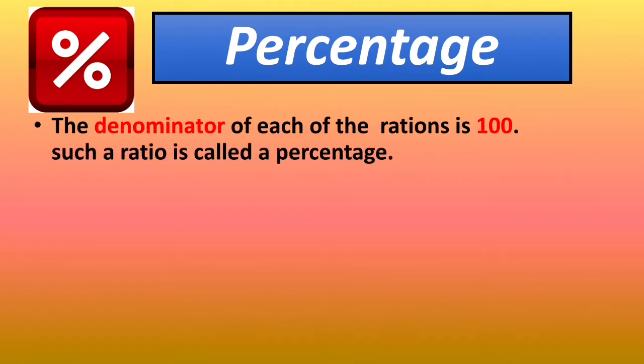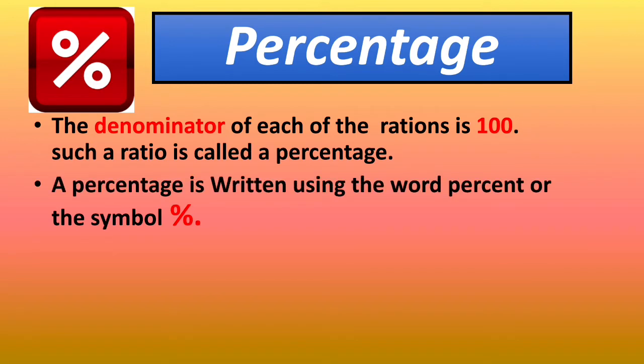Children, the denominator of each of these ratios is 100. Such a ratio is called a percentage. You know the numerator and denominator are the parts of a fraction. If the denominator is 100, then that given fraction is read as a percentage.